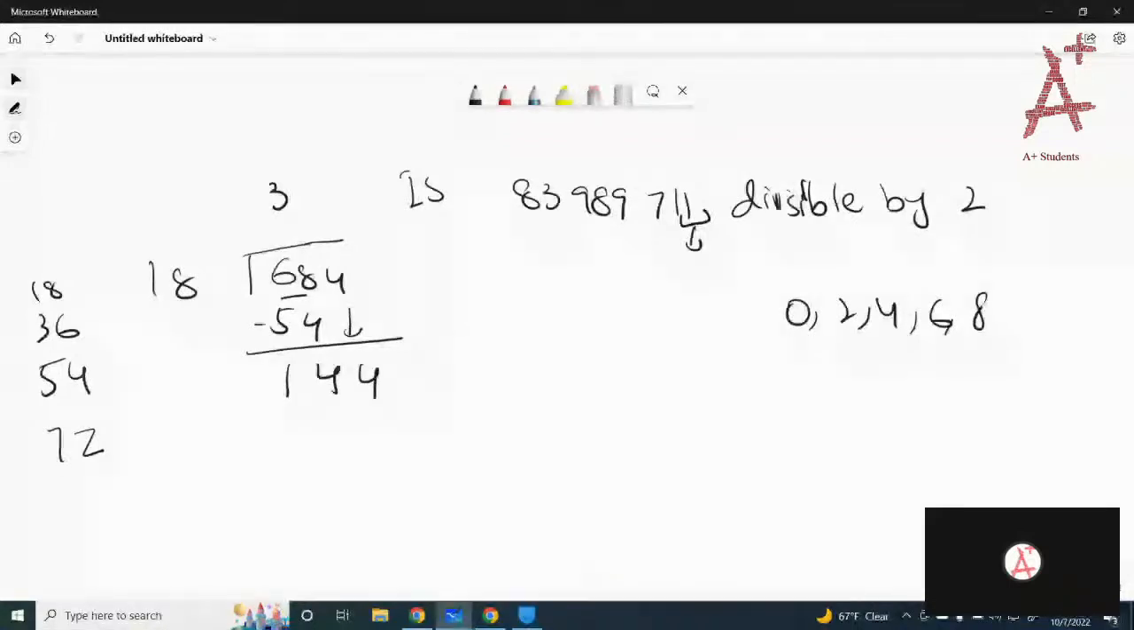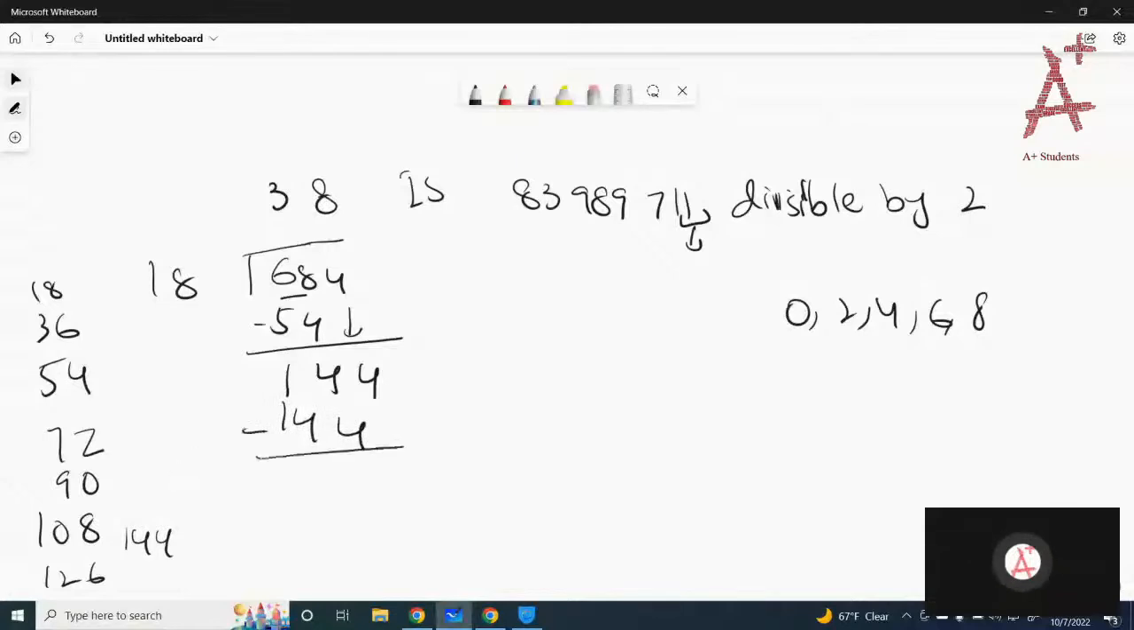Okay, count the table. 18 times 5 is 90. 18 times 6 is 108. 18 times 7 is 126. 18 times 8 is 144. Yes, 18 times 8 is 144. Got it? So 144 subtract 144 is 0. Got it?